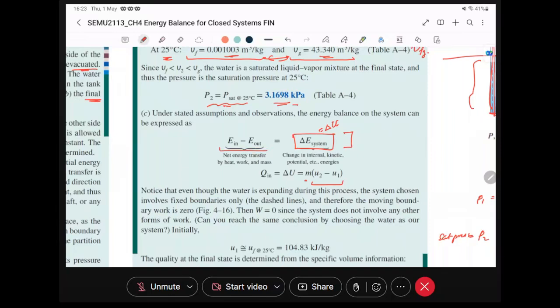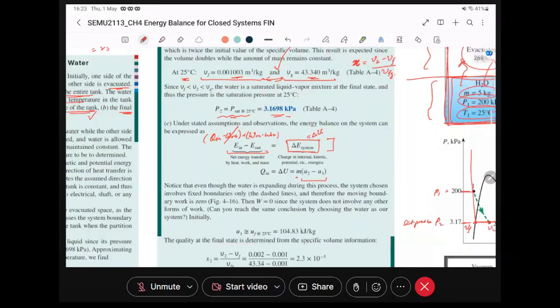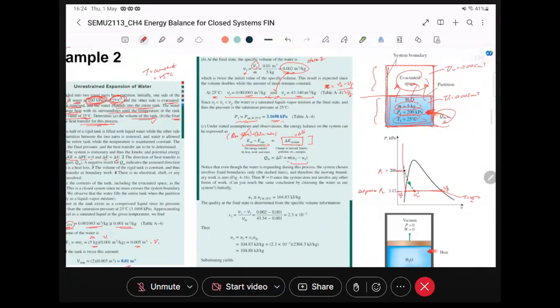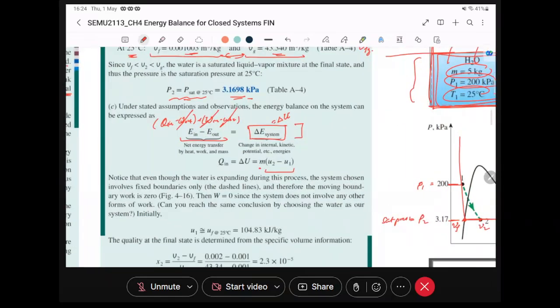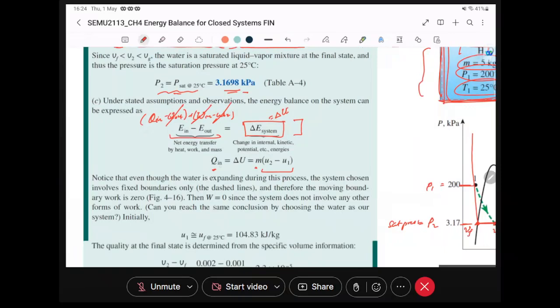Okay, and the net energy transfer, E in minus E out, should be Q in minus Q out plus work in minus work out. Okay, there is Q in. What about work out? In this case, there is no work going out at all. It's just an expansion, so this is zero. So therefore, you end up with only Q. Okay, so this is what we're going to find.